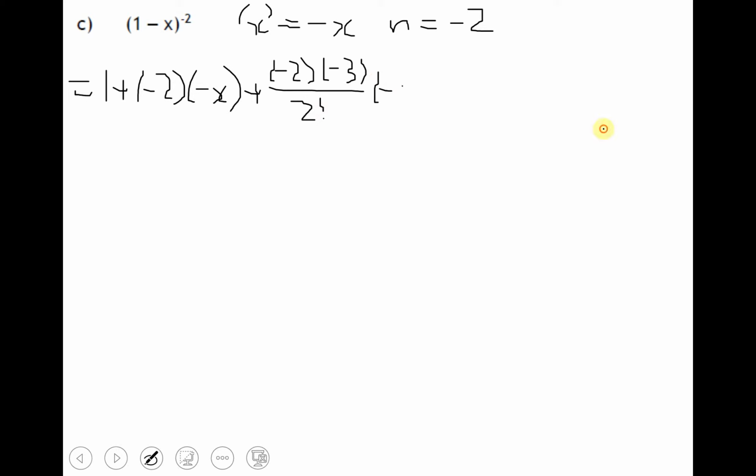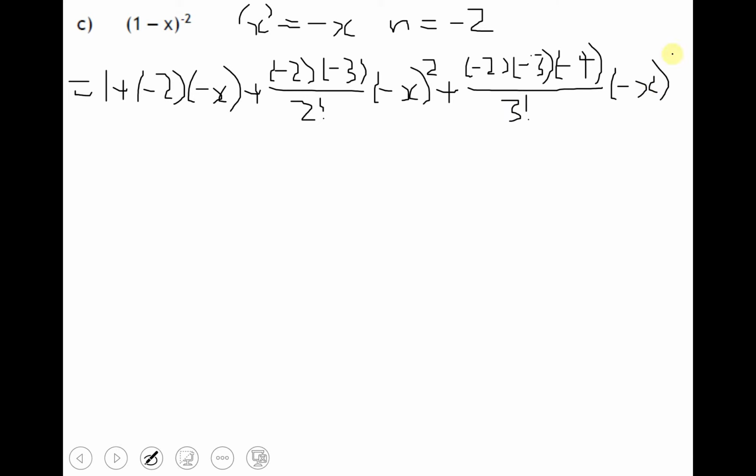minus x squared, plus minus 2 times minus 3 times 1 less, which is minus 4, over 3 factorial, minus x all cubed, plus dot dot dot.